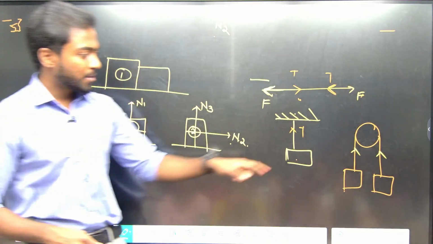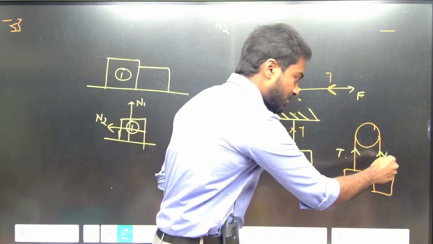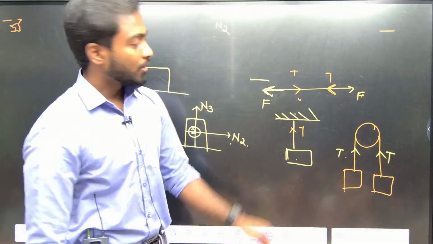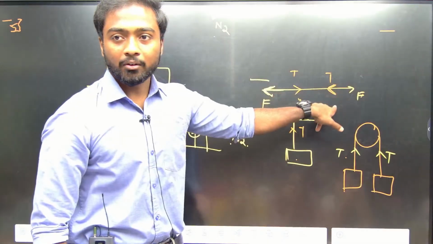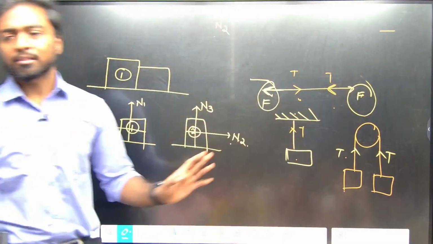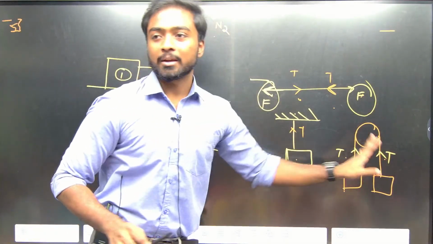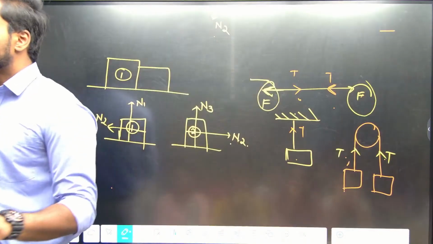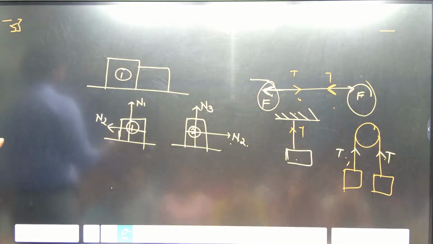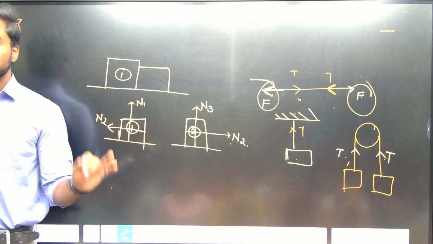If I mention T here, is this the same rope? Yes. This also T only. If I mention T here, this also T only. The force can be anything. I am not worried about that force. But same rope means same tension. So any doubts here now? Normal force and the tension. Any doubts? The next one.